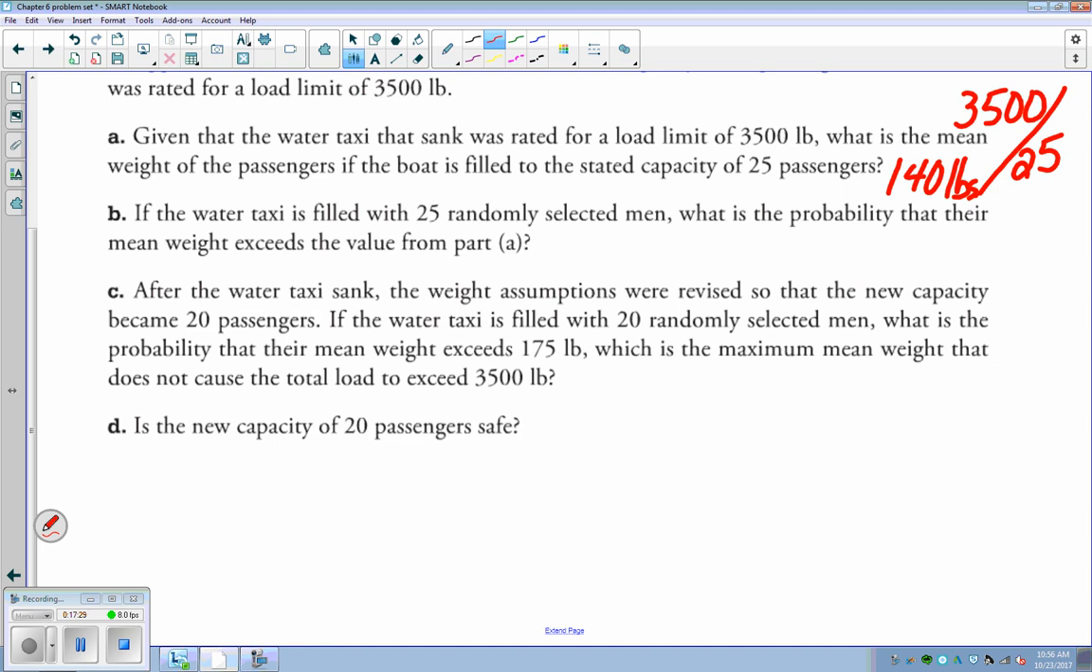Yes, because this is what they were basing it on, correct? That I can have a capacity of 25 passengers, but my load limit being 3,500 pounds. So that means they based it on 3,500 divided by 25, that each passenger would weigh 140 pounds. So Part B says, if the water taxi is filled with 25 randomly selected men, what is the probability that their mean weight exceeds the value that you got in Part A? So let's first draw our curve.